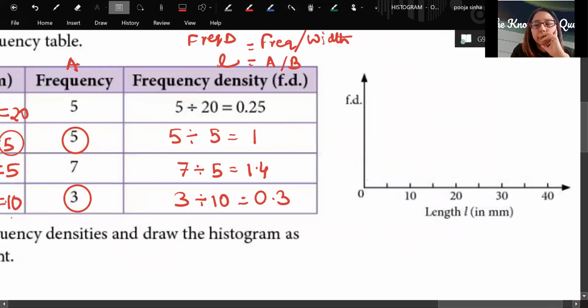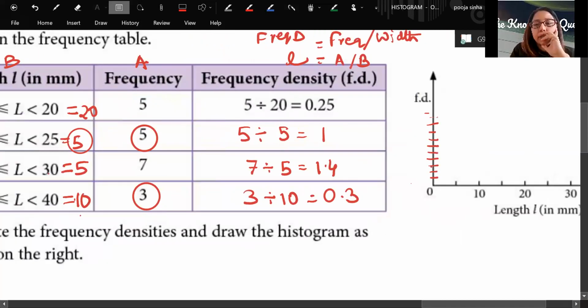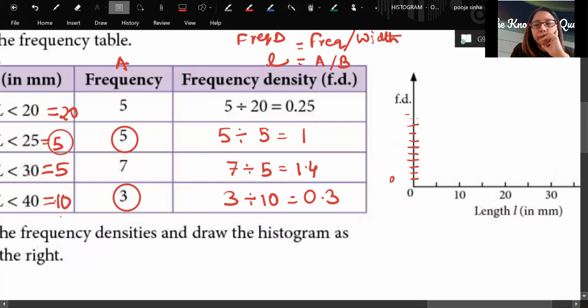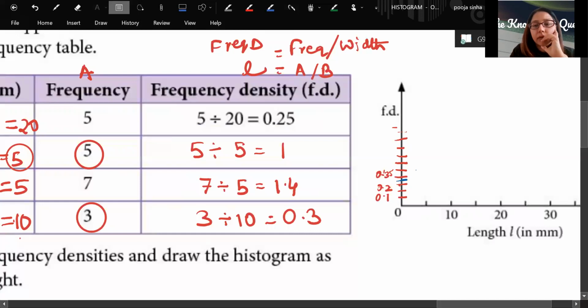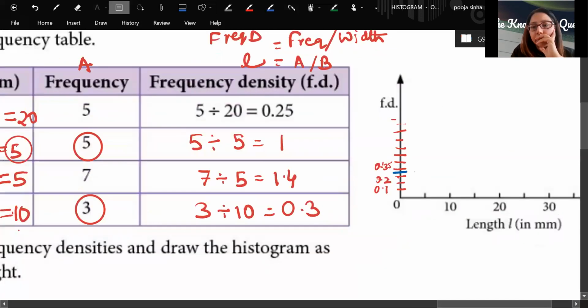Now what do we do? What should we write here? 0.1, 0.2, 0.3, 0.4, 0.5, 0.6, ऐसे करके we will have to make the entire axis. And the first one will go up till what point? If this is 0, and this is 0.1, 0.2, 0.3, then 0.3 should be somewhere in between 0.2 and 0.3, somewhere here. So up till there will be my 0 to 20.